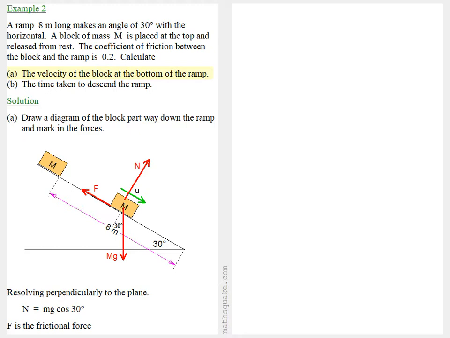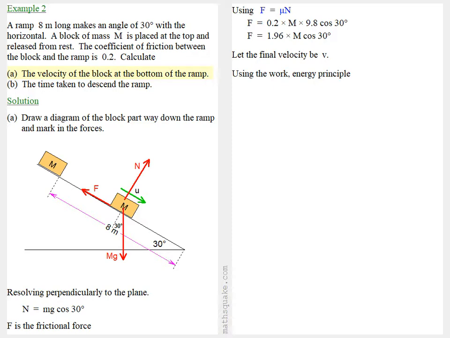Now, F is the frictional force, so we can use F equals mu N. And that gives us F equals 0.2 times m times g, which is 9.8, times the cosine of 30. Or F equals 1.96 times m cos 30. Now let the final velocity be v.